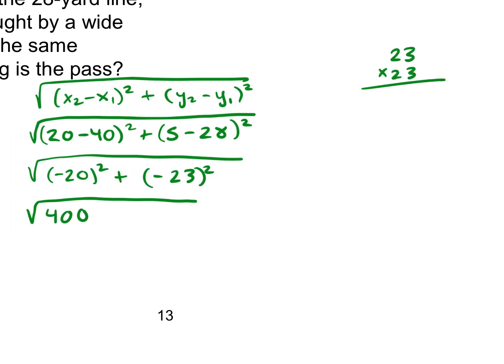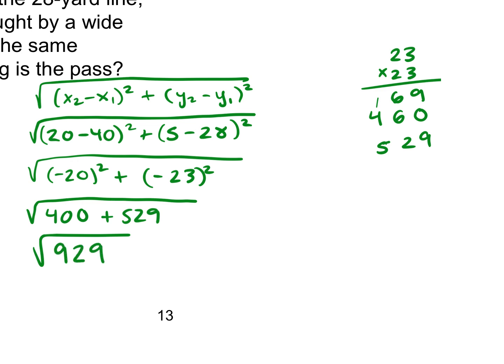you might know it off the top of your head, but I'm going to write it down. So 3 times 3 would be 9. 3 times 2 would be 6. Got to put a 0 there. 2 times 3 would be 6. And 2 times 2 is 4. So this would be 529. So we have the square root of 929.